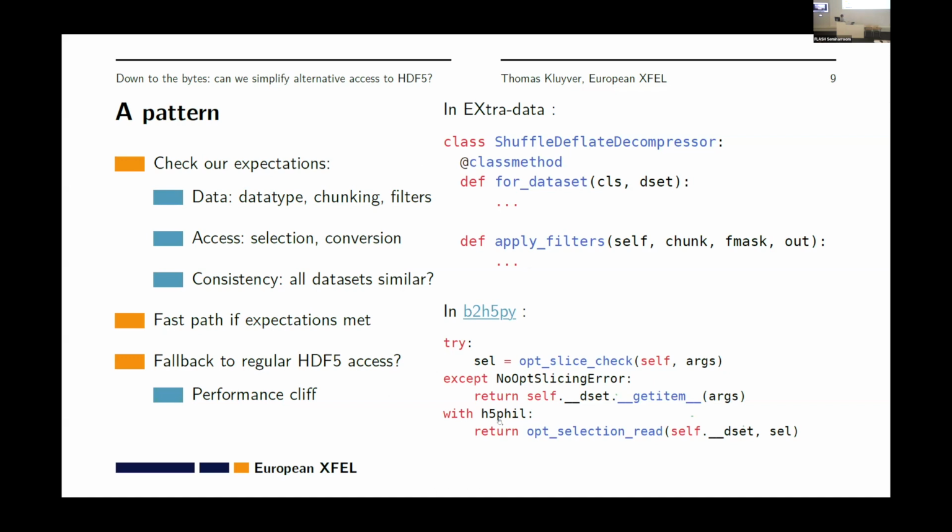And this is a very similar conceptual pattern to B2H5Py, which Francesc was showing yesterday in his talk. So in his case, this opt_slice_check method checks both the dataset and the selection pattern, and raises this NoOptimizedSlicingError if it can't handle it, and then it falls back to this dset.__getitem__, which is h5py's regular read method that will pass through to HDF5.